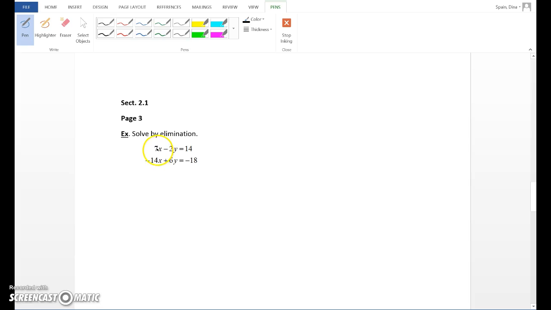So what I need to do is multiply this whole equation by something so these coefficients match, but they're opposites. I've got a positive 7 here and a negative 14 here. So if I take this whole equation and multiply by 2, I will get 14x minus 4y is equal to 28. Alright, and let's bring over that second one. Didn't do anything to that second equation.